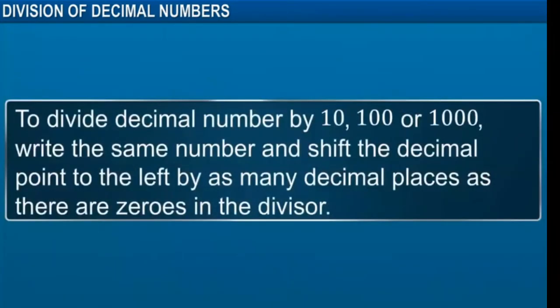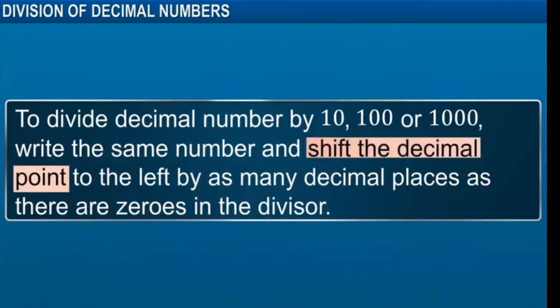So, you learned that when you divide a decimal number by 10, 100 or 1000 and so on, you write the same number and shift the decimal point from the right to the left by as many decimal places as there are zeros in the divisor. Okay, so this is what we learned. To divide a decimal number by 10, 100 and 1000, we are shifting the decimal point to the left as per the decimal places, as many as the zeros in the divisor.